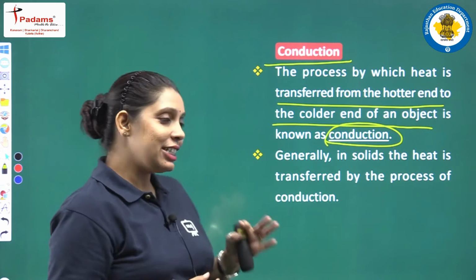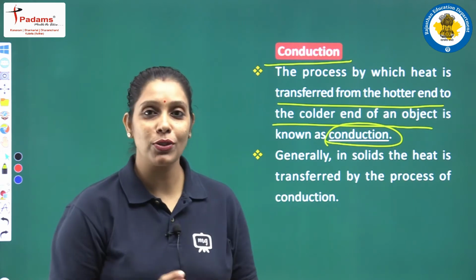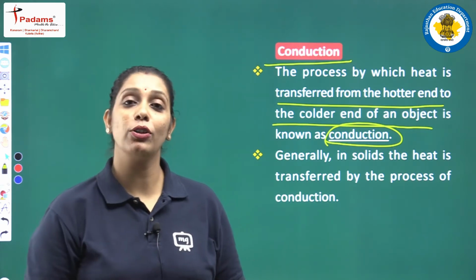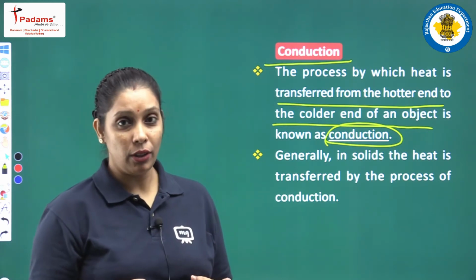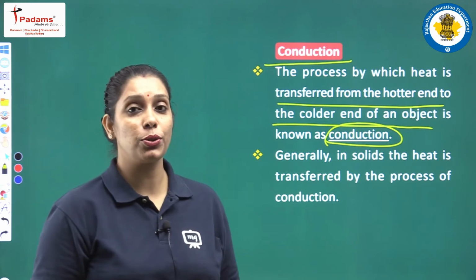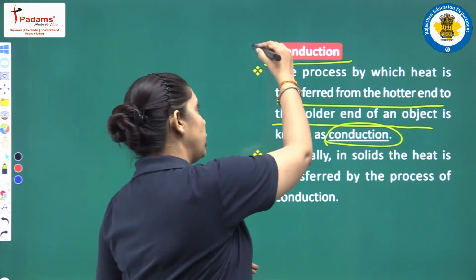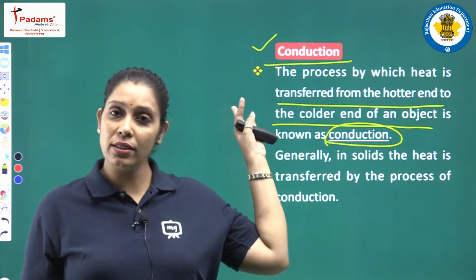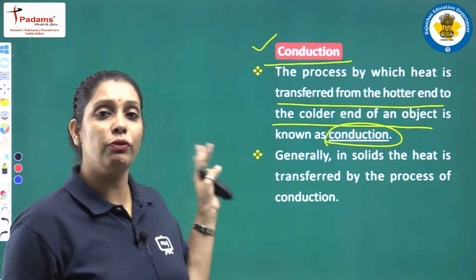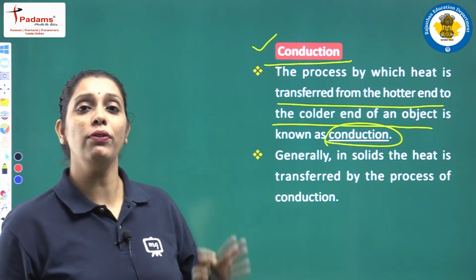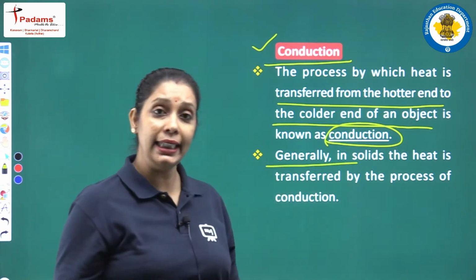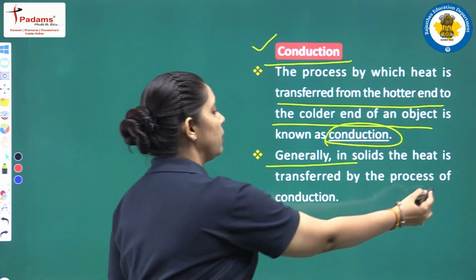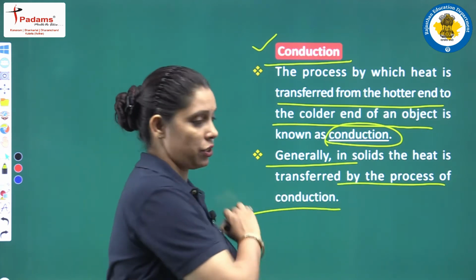ओके, जनरली जो कंडक्शन प्रोसेस होता है, the conduction method of heat transfer is found in solids. ओके, जो भी सॉलिड ऑब्जेक्ट्स होते हैं उनके अंदर कंडक्शन प्रोसेस होता है. This is the method which is used for the transfer of heat. So we can say generally in solids the heat is transferred by the process of conduction.